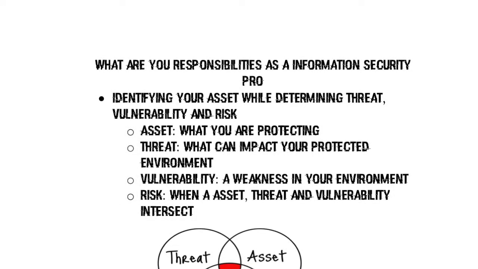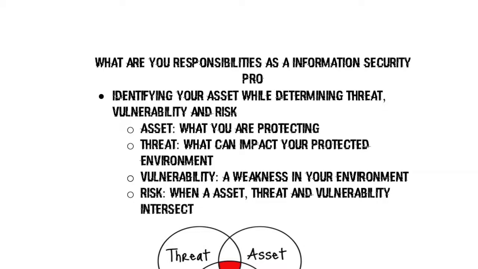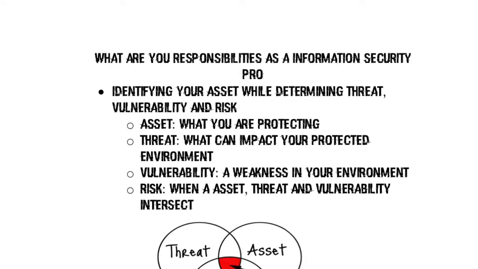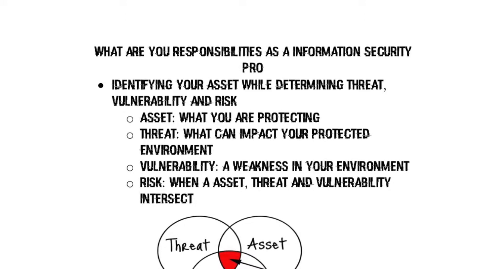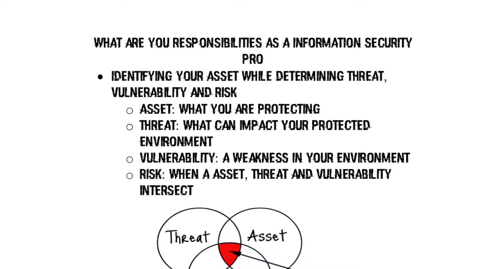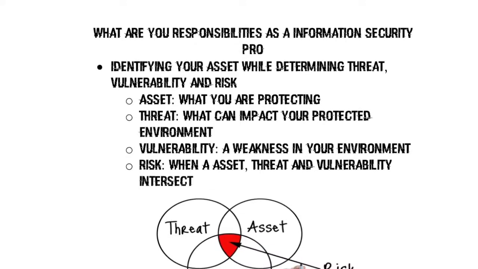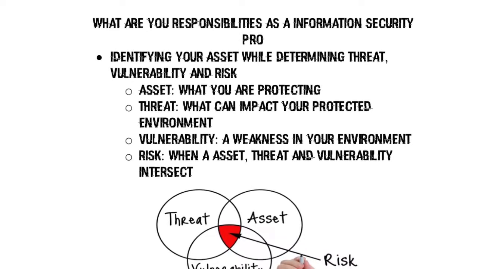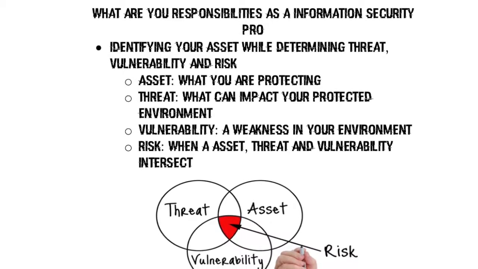Moving right along, we were talking about what your responsibilities are as an information security professional. And we said that it is your responsibility to identify an asset while determining the threat, the vulnerability, and how all those come together to create a risk for the organization or the company that you're working for. So we talked about what is an asset. The asset is what you're protecting. So for example, if you were protecting your Raspberry Pi, that would be the asset. For a company that you would be working for, we were talking about their computers or their network. That is the asset.